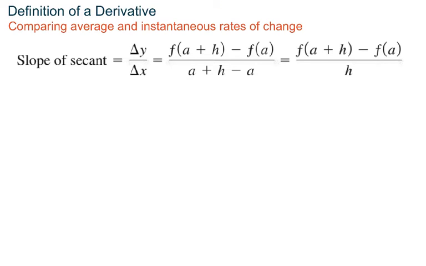In this video, we're going to build towards understanding the definition of a derivative. And we're going to start by comparing what we already know regarding average and instantaneous rates of change. Now, average rate of change is the slope between 2 points, in a sense, the slope of a secant line.